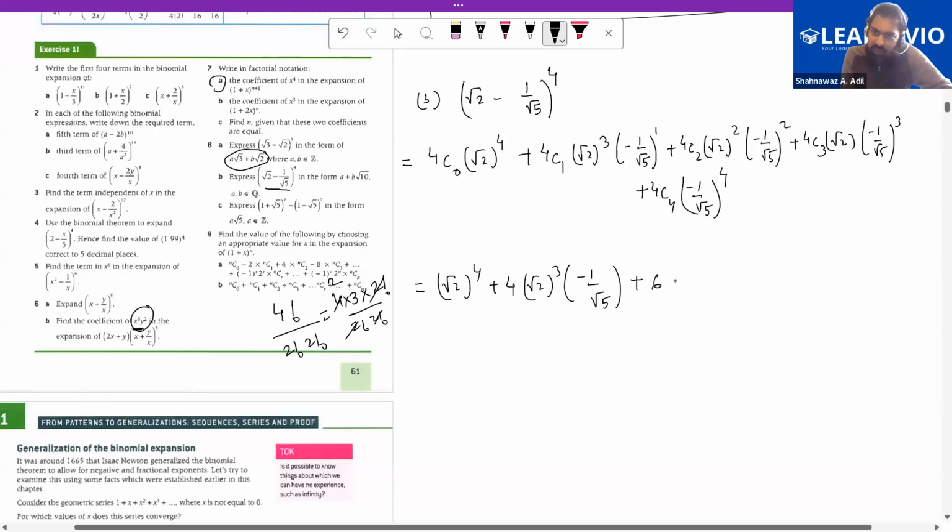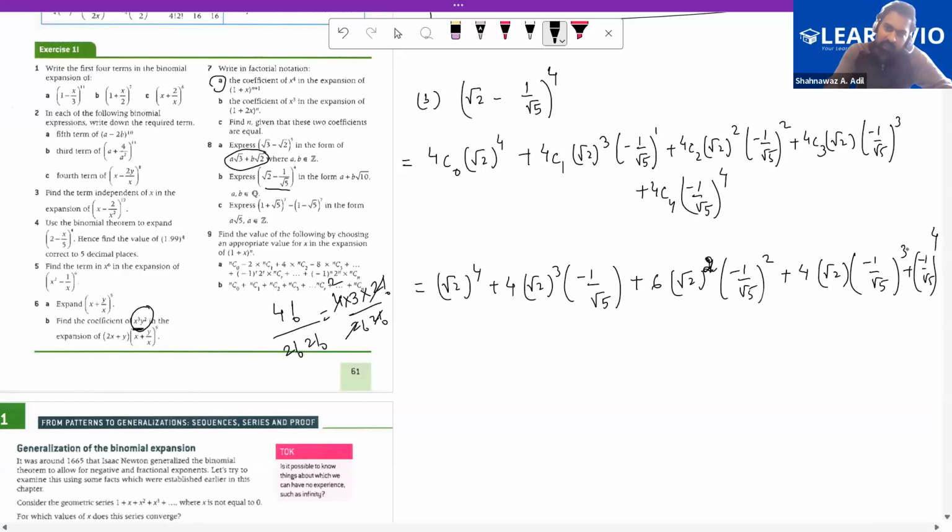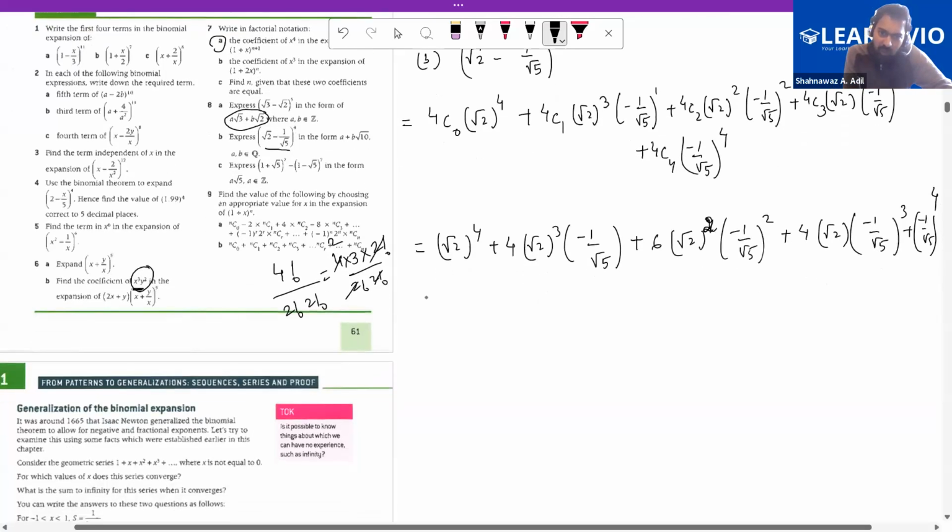And then root 2 to the 4 and minus 1 by root 5 squared. Oh, this is 2. And then 4c3, how much is 4c3? So that is 4, right? So 4, and root 2 and minus 1 by root 5 and 3, and this is simply minus 1 by root 5 to the 4. Right. So what would be root 2 power 4? It would be 4, yeah.